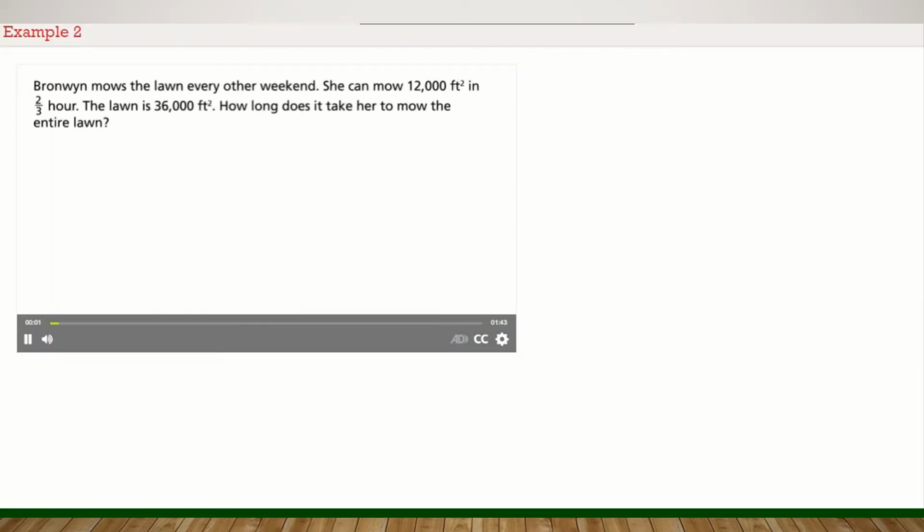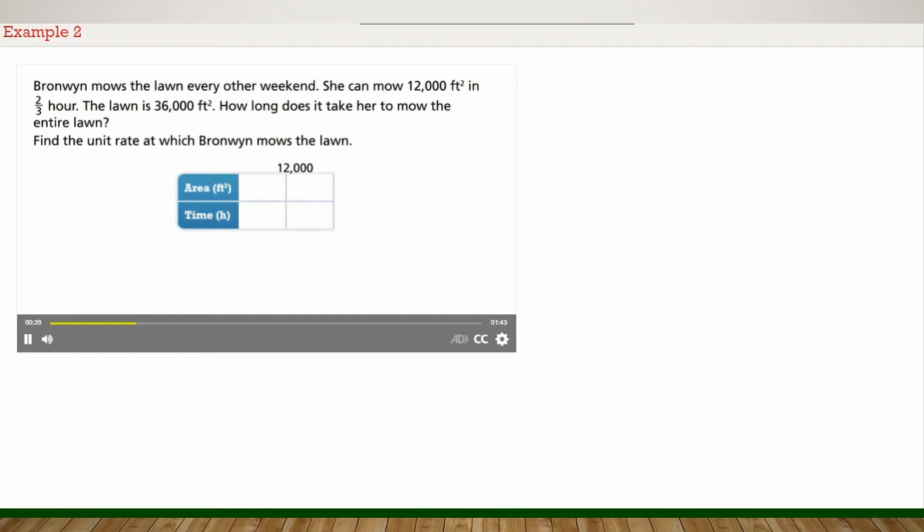Bronwyn mows the lawn every other weekend. She can mow 12,000 square feet in 2/3 of an hour. The lawn is 36,000 square feet. How long does it take her to mow the entire lawn? First, find the unit rate at which Bronwyn mows the lawn. How many square feet does Bronwyn mow in 1 hour?